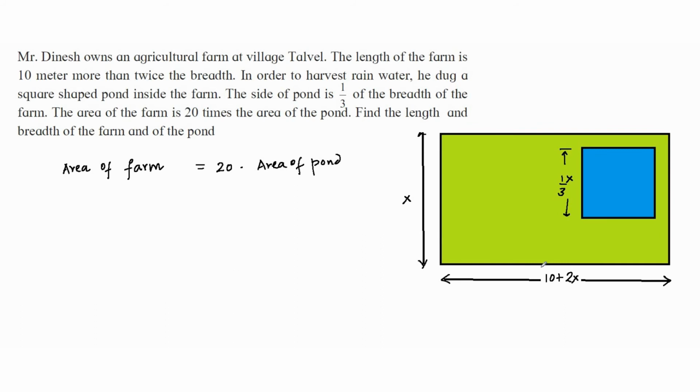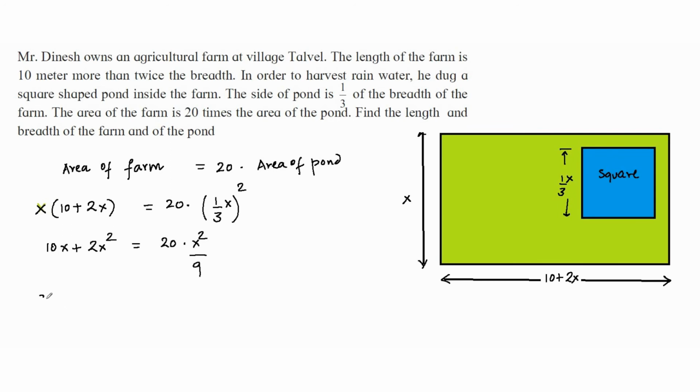Area of the farm is going to be the length multiplied by breadth. So that's x multiplied by 10 plus 2x. This is the area of the farm. This is 20 times the area of the pond. So this is a square pond. We know that the side of the square is x by 3. So the area of this pond is going to be (1/3 x) the whole square. So this becomes x(10 + 2x) is equal to 20 multiplied by x square divided by 9.